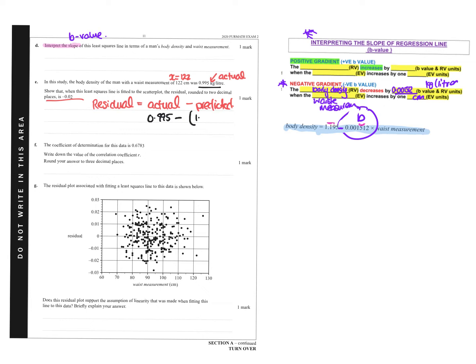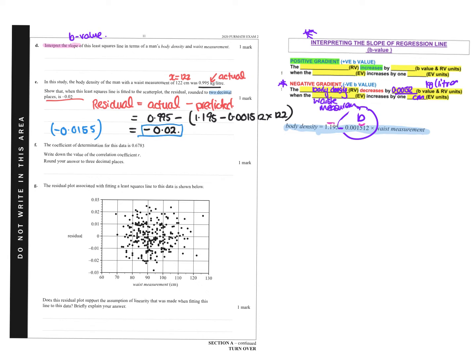So I'm going to use that equation again, minus 0.001512. And then I times it by the X value, which was 122. And then you end up with your answer. So they said round to 2 decimal places. So you can see 2 decimal places will end up being negative 0.02. I think the number on your calculator was negative 0.0155. So 2 decimal places is how we got this, our final answer here.